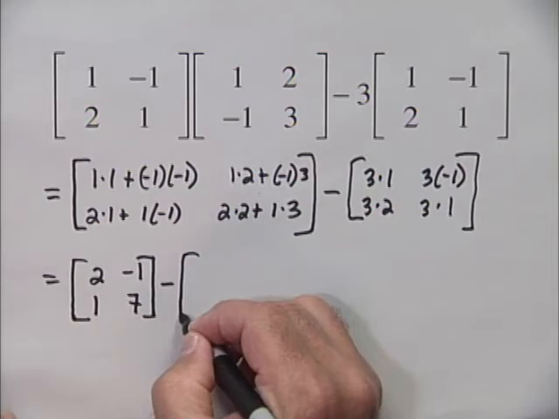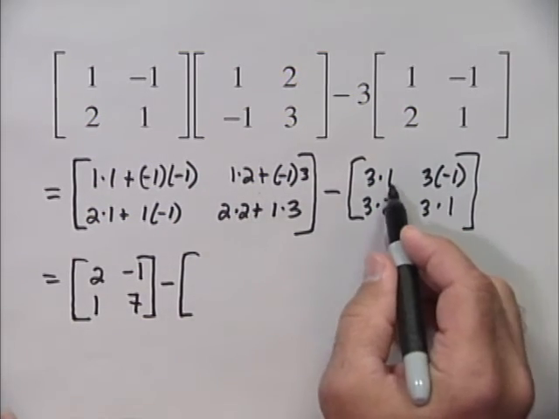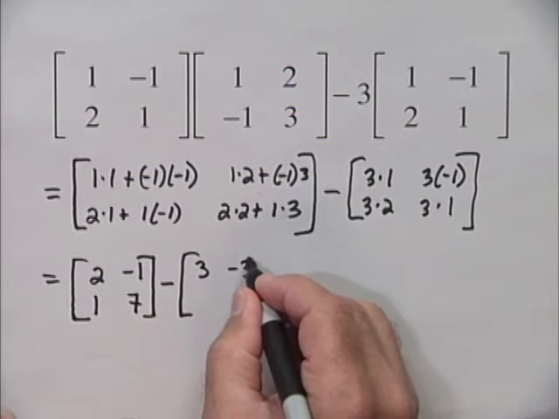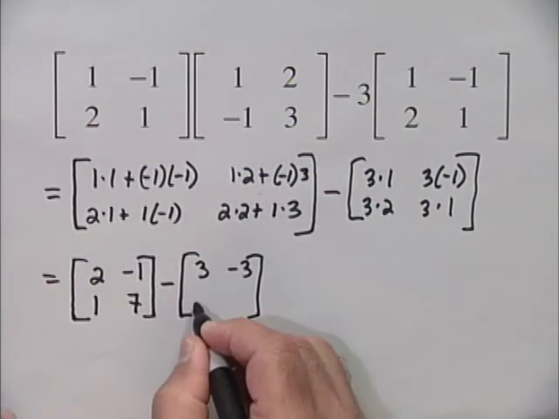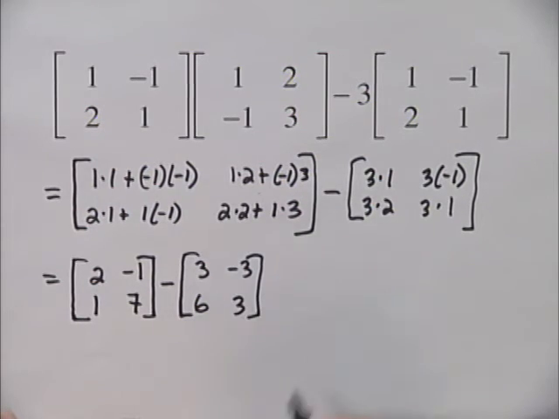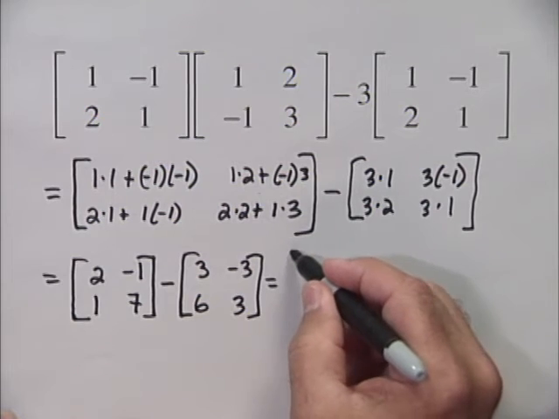Minus, evaluating each of these, 3 times 1 is 3. 3 times negative 1 is negative 3. 3 times 2 is 6. 3 times 1 is 3. Now we have to subtract.